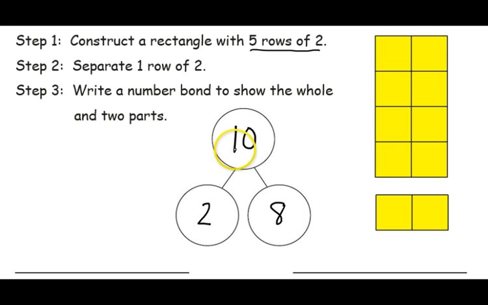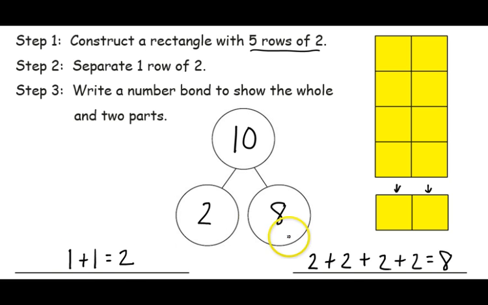This would be 4 rows of 2, so I have 2 plus 2 plus 2 plus 2, and that equals 8. For the next section, I'm going to write 1 plus 1 equals 2, and that tells me I have 1 square in each column, and I have 2 columns. So the 2 is represented by 1 plus 1, the 8 is 2 plus 2 plus 2 plus 2.